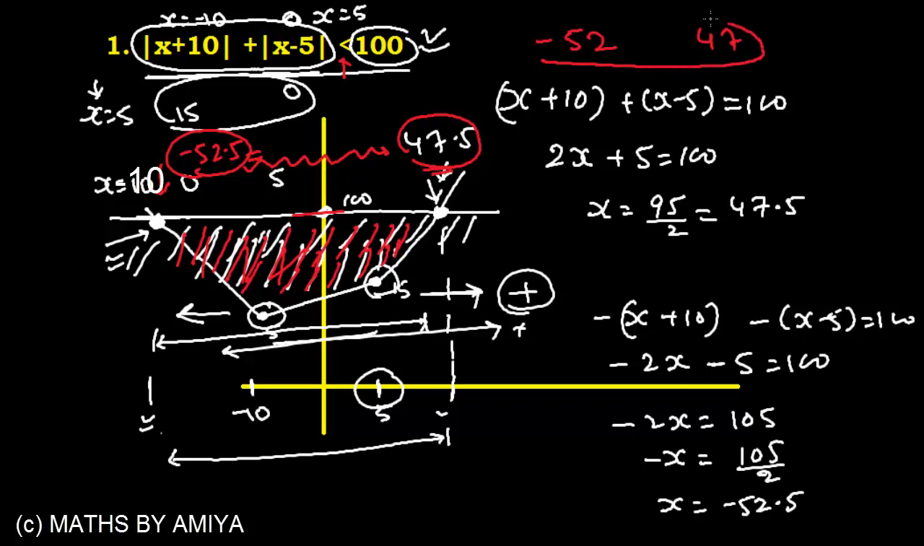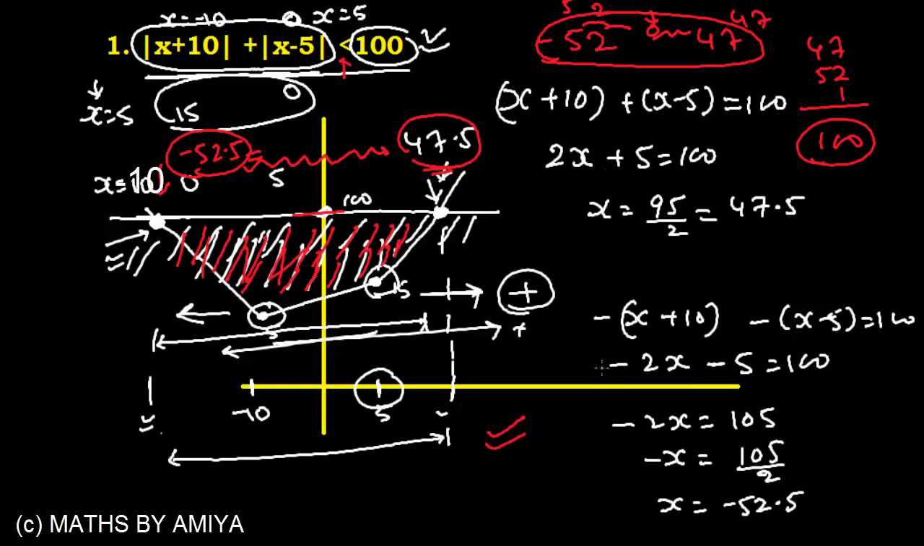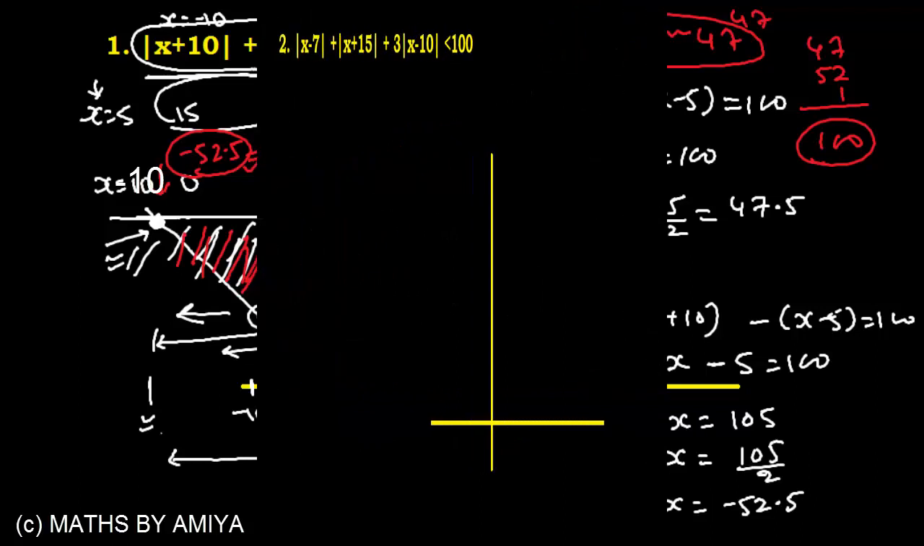And how many points do we have? We have plus 47 points, minus 52 points, and 1 point is the 0. So we have a total of 47 plus 52, plus 1 for the 0. So we have 100 integral solutions. I hope this one is clear. So this is the graph and the algebra method of solving this. For better understanding, use the same method for our next question.